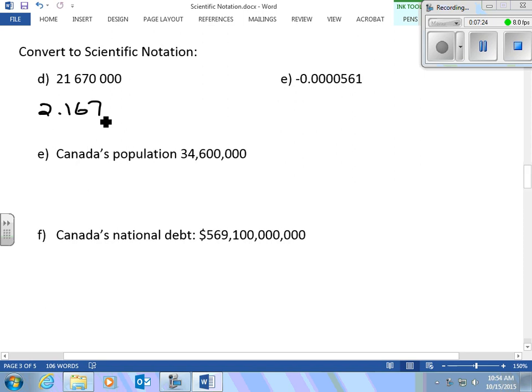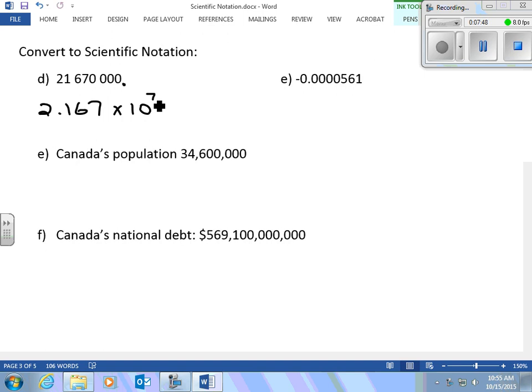So this is what I'm going to have, and it's going to be times 10 to the some power. So think, how many decimal places do I need to move this to get the decimal from here at the end of the number to after the 2? And I'm moving it 1, 2, 3, 4, 5, 6, 7. So that's 2.167 times 10 to the power of 7.